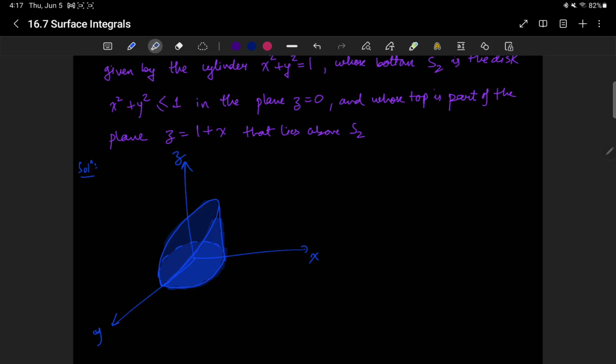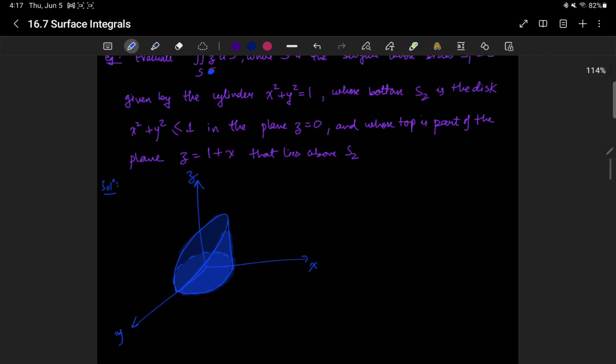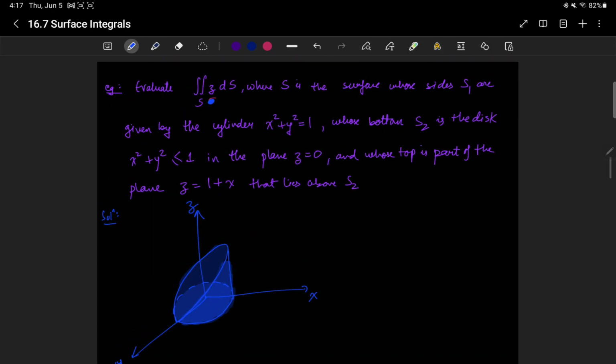So that's the kind of shape we're dealing with. And they're giving us these names, so let's use those names. This side is called S1, the bottom is called S2, and the top is called S3. Which means we have to evaluate all of this stuff for each of the surfaces S1, S2, and S3.